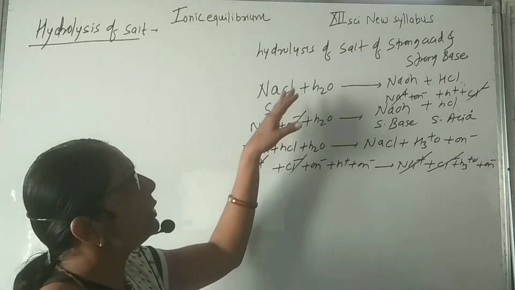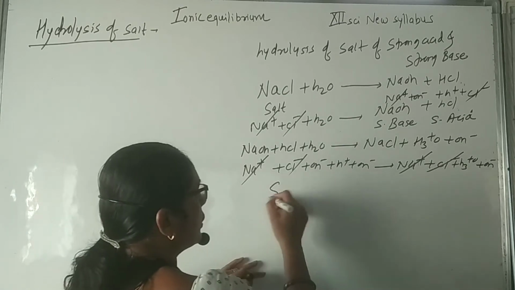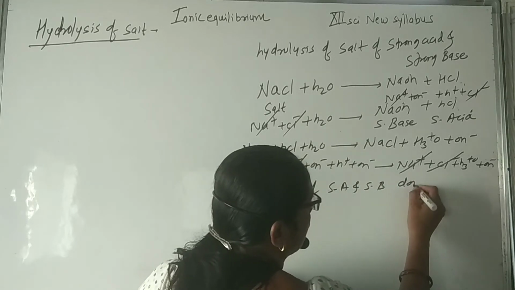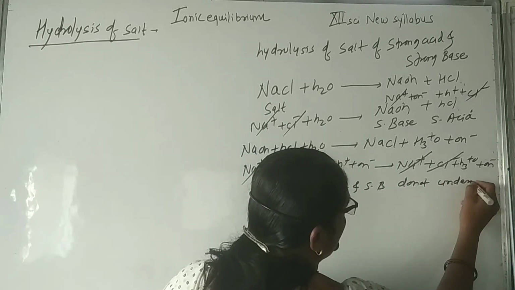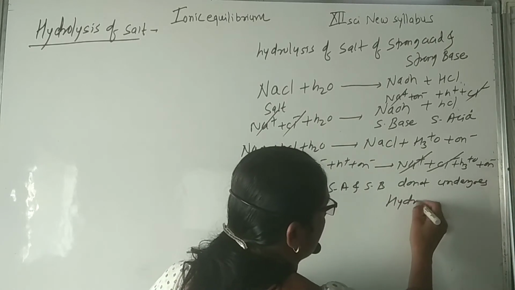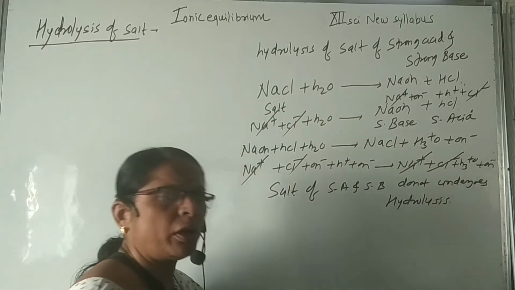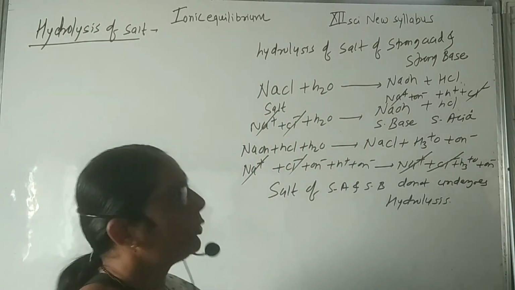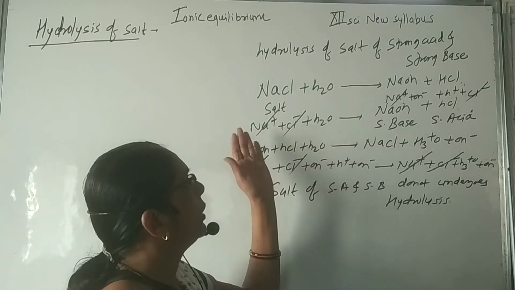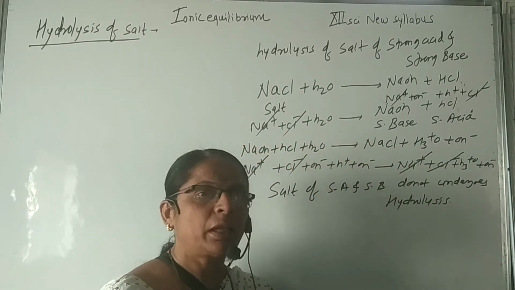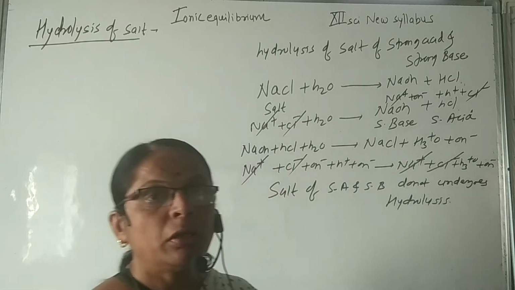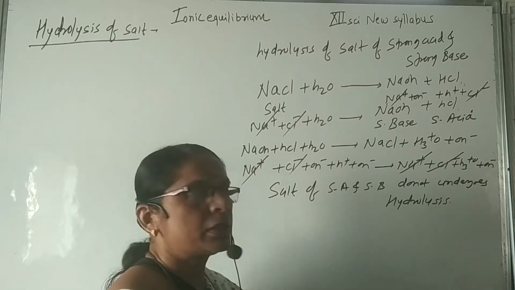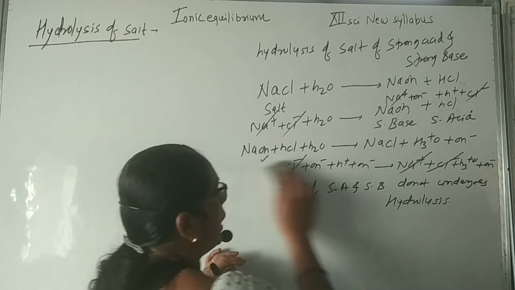Again, the question is why the salt of a strong acid and strong base does not undergo hydrolysis. Because when the salt of a strong acid and strong base is added in water, the common ions on both sides are cancelled and the solution contains only water in contact with the corresponding ions, and therefore it is said that the salt of a strong acid and strong base does not undergo hydrolysis.